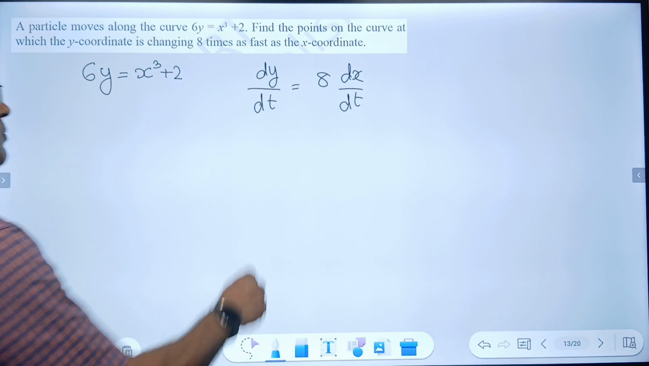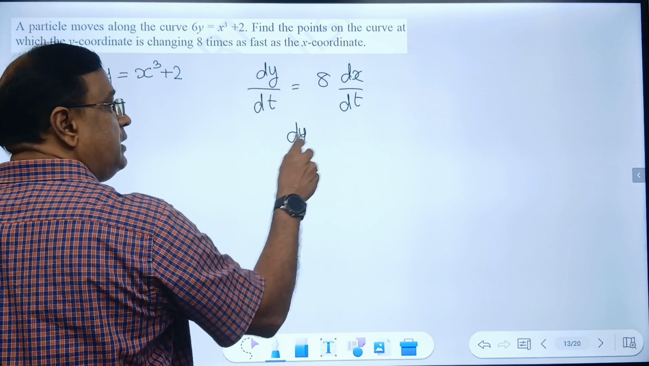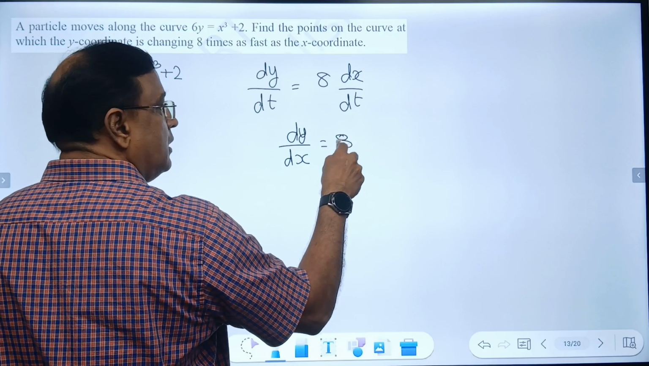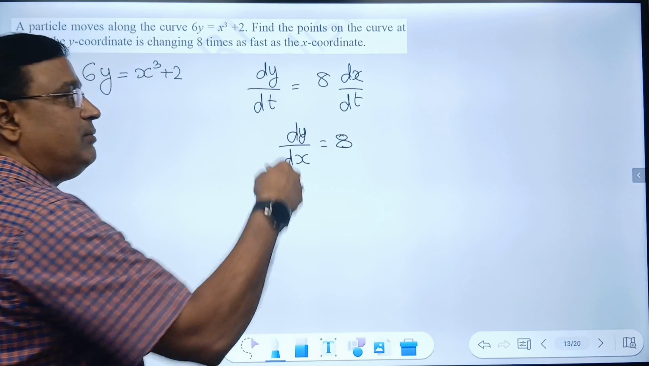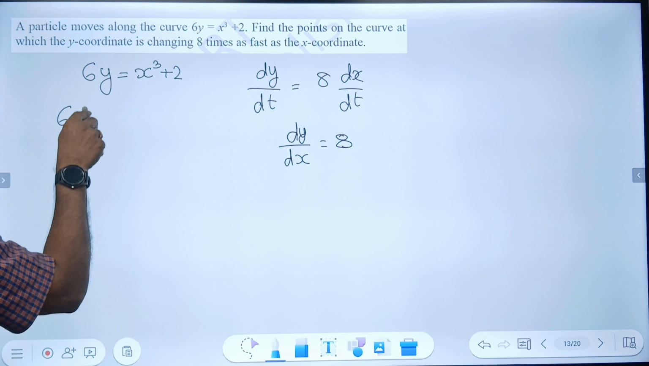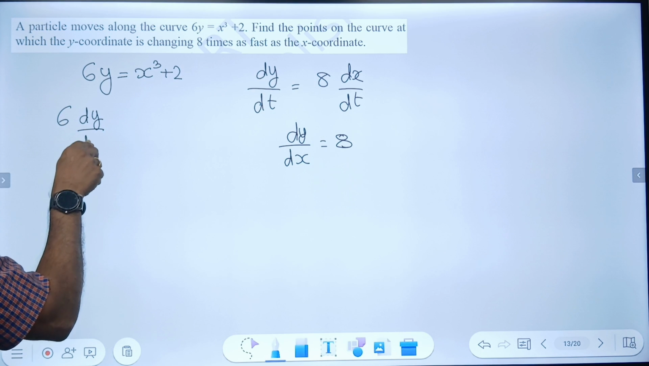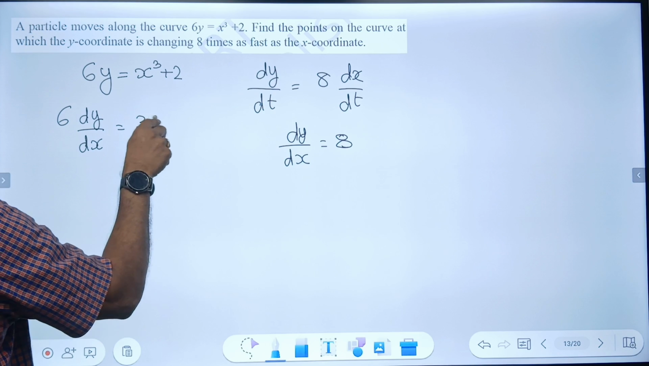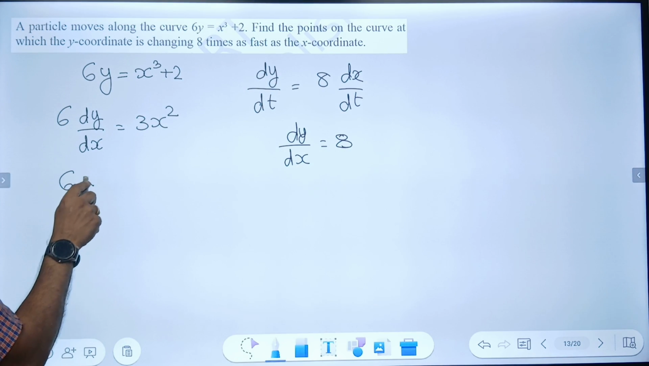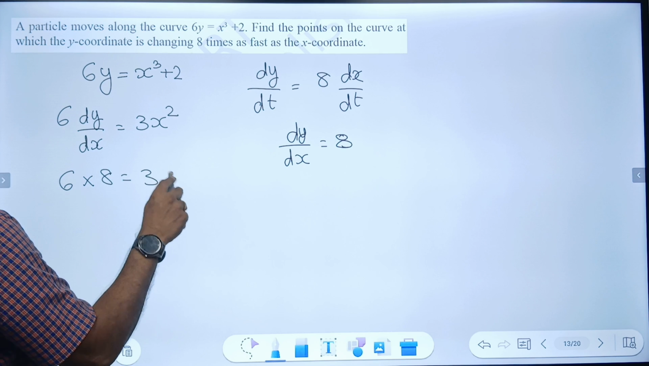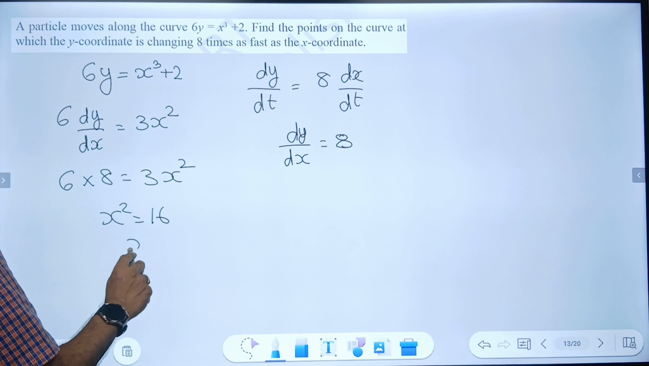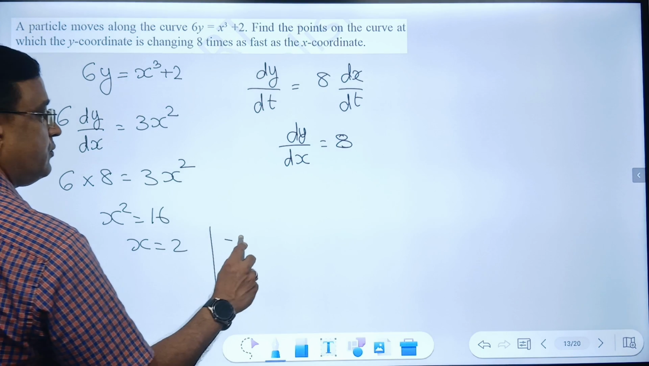So from this it's very clear that dy by dx equal to 8. You can just think that dt and dt cancel, so dy by dx is 8. So just go here and differentiate. This is 6 into dy by dx. And what is the differentiation of x cube? It is 3x square. Differentiation of 2 is 0. Now what is dy by dx? dy by dx is 8. So I get x square equal to 16. Therefore x is equal to 4 or minus 4.